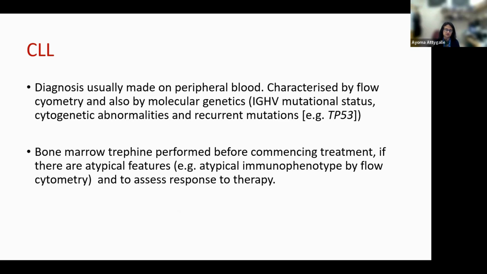A really important thing to assess is the IGH V region mutational status, which also gives prognostic information, as do cytogenetic abnormalities and information on recurrent mutations, which we'll come to, for instance TP53. A bone marrow is performed before commencing treatment, and also if there are any atypical features like an atypical phenotype by flow cytometry, and also once therapy has started to assess response to therapy.